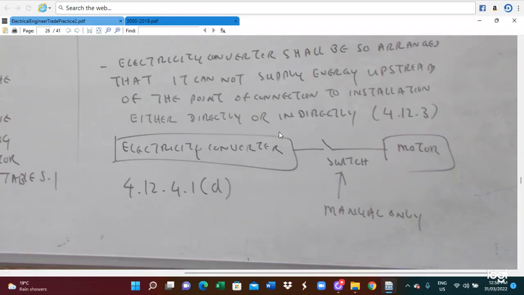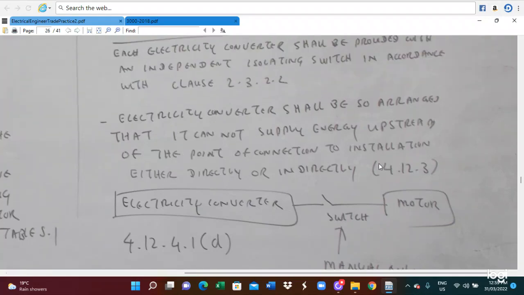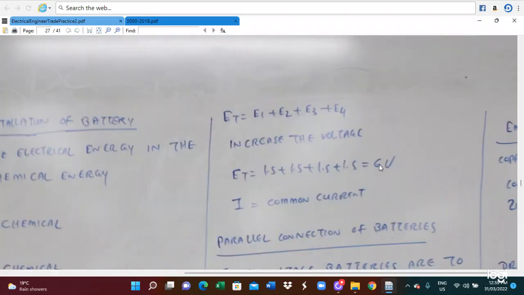So this is the electricity converter, this is the motor. In this case, the electricity converter must follow clause 4.12.4.1D. And here is the switch. This switch must be a manual-only switch. So this is clause 4.12.4.1D of AS3000. Those are the appropriate rules and regulations of the AS3000.